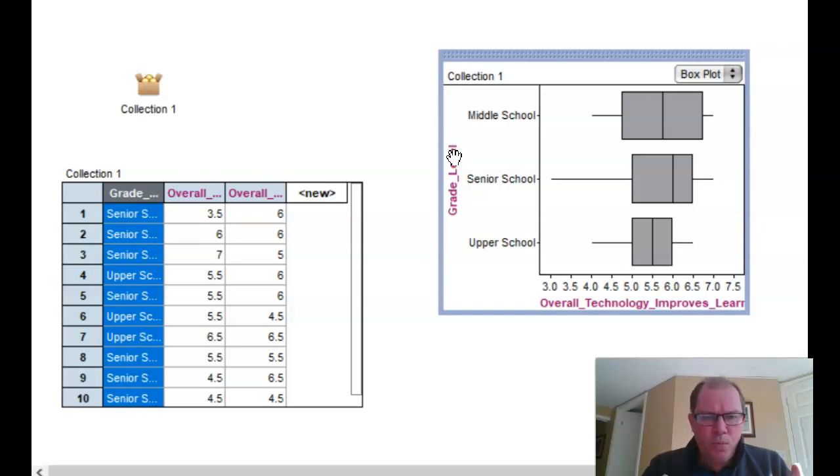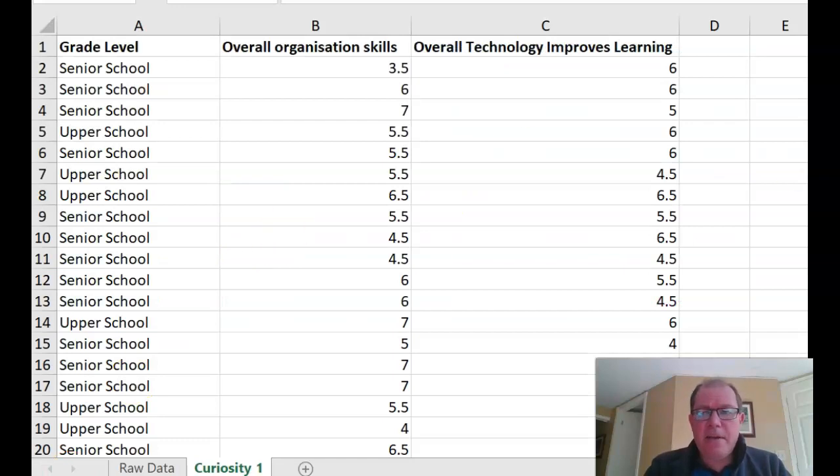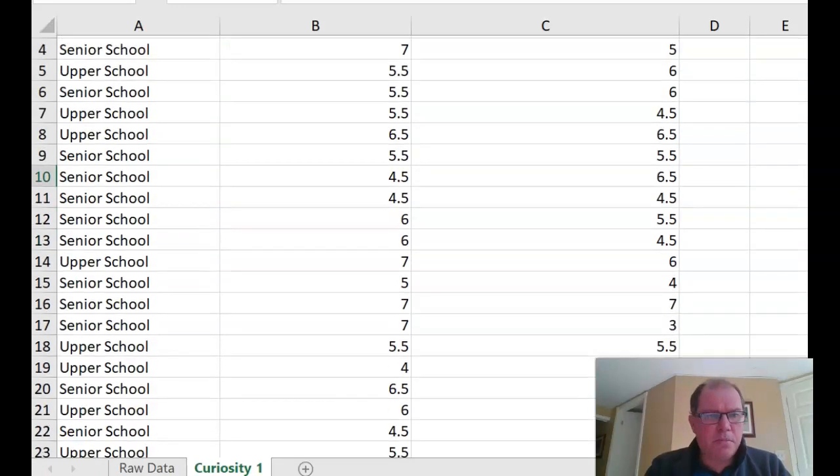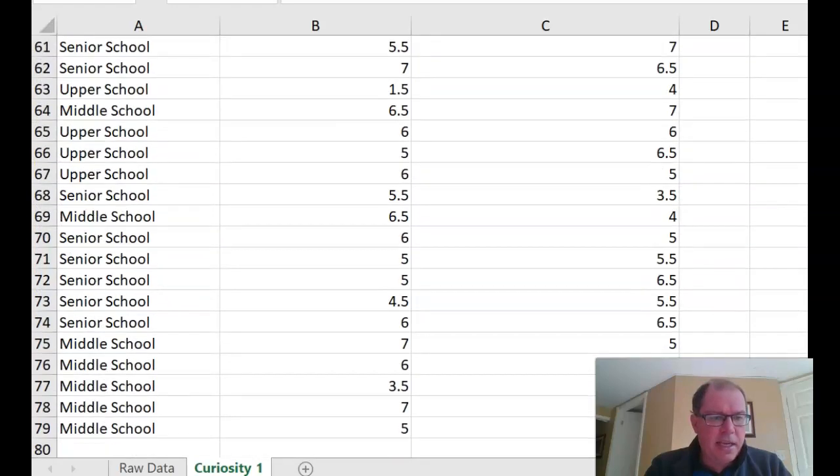One thing that worries me when we subdivide by category into upper school, senior school, middle school is to make sure we've got enough in each category. So I'm going to go back to Excel to check that. Now, Eva has a very nice large sample size. Her row number is very large. If we have a look here, she's got 79 rows, so she's got 78 in her sample. But does she have enough in each category, middle, upper, and senior?